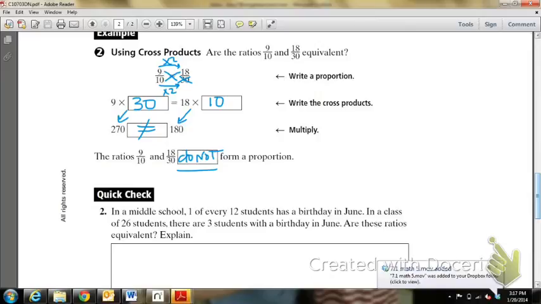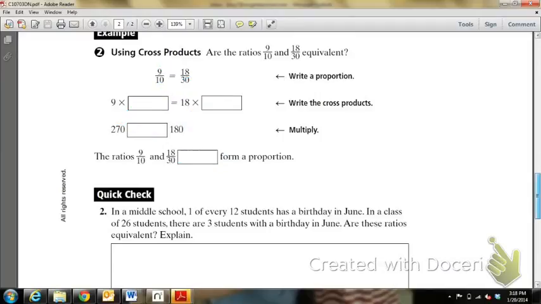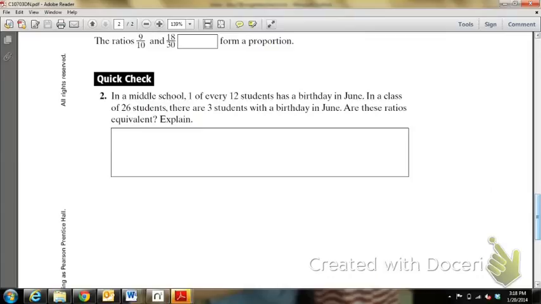Okay, so now you're going to try the quick check here. In a middle school, 1 out of every 12 students has a birthday in June. In a class of 26 students, there are 3 students with a birthday in June. Are these ratios equivalent? So first thing you need to do is set up your two ratios. Set up a fraction, set up another fraction, and then see if the math works out that they are the same. Okay? So try those quick checks and we'll check your work in class.